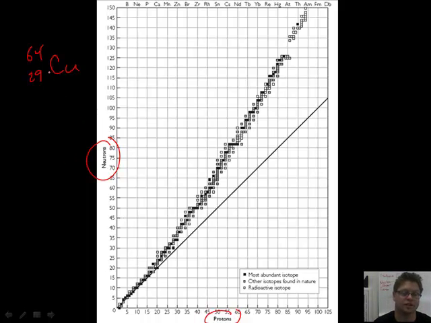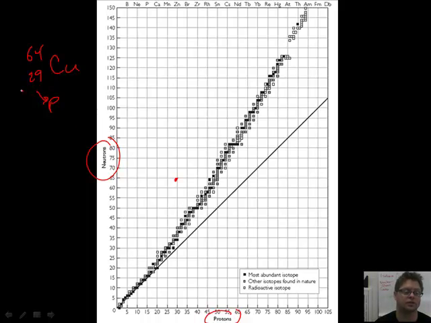So if we look at this and we go, okay, 29 and 64. 29, I know that's the number of protons. So I go here, 29, up here, and then I go, okay, 64. So 29 and 64, that's going to be like up here. Wait a minute, that's not even on this band of stability. It's not even on the graph. What did I do wrong?